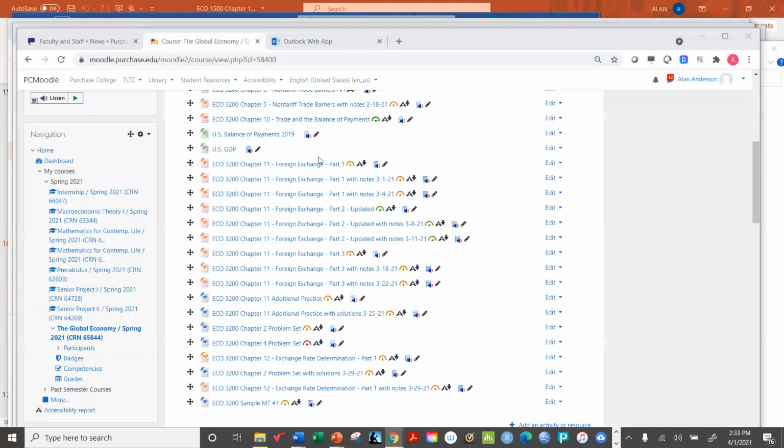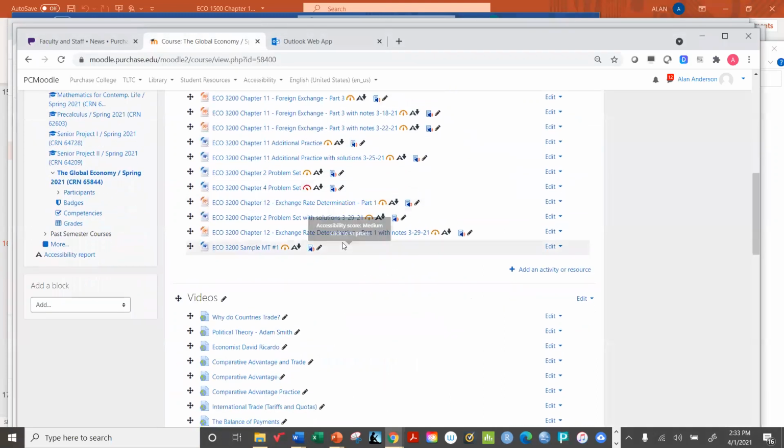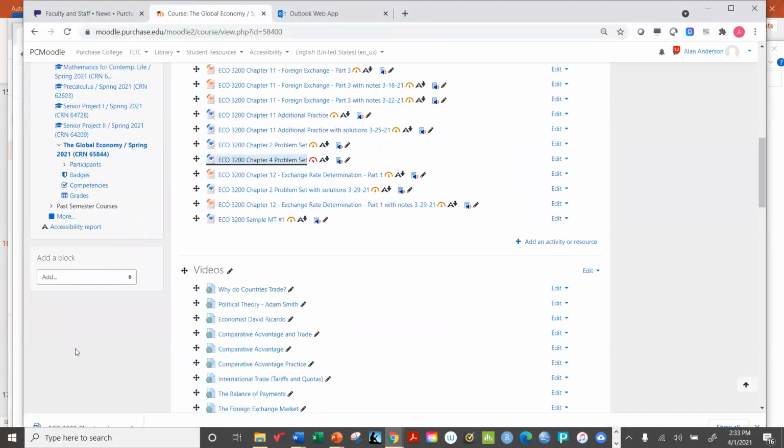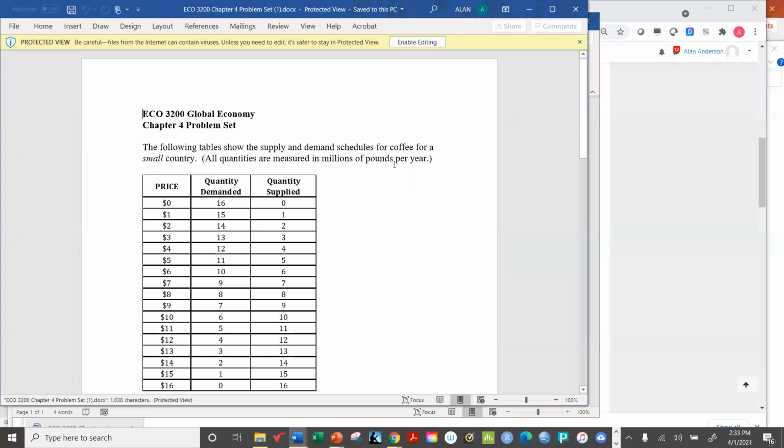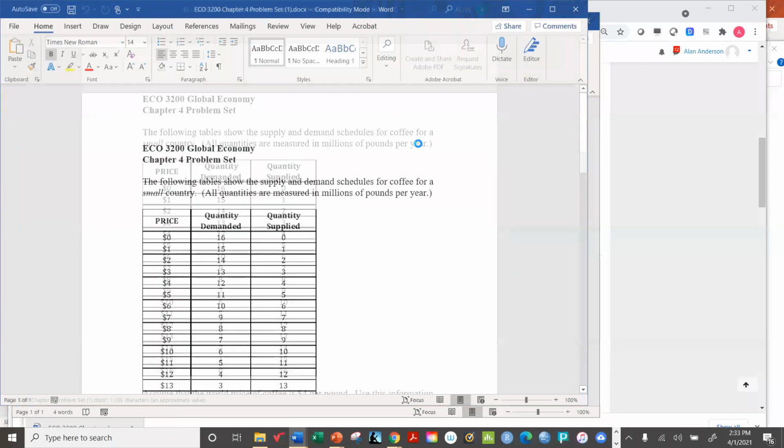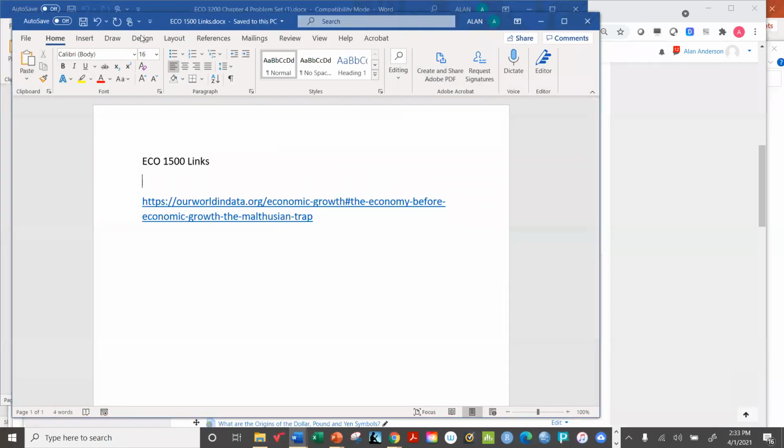So we had a problem set for chapter 2, which is all based on comparative advantage. This problem set 4 that we're about to look at is all about tariffs. And so we're going to look at that today. And then when that's done, we can get back to what we are doing, which is chapter 12.